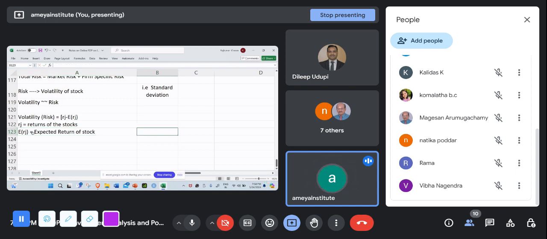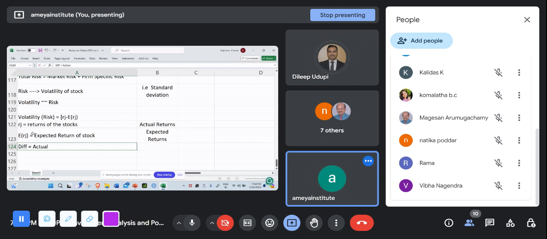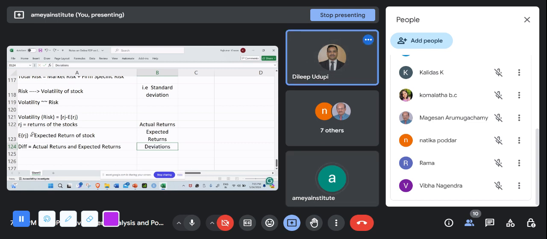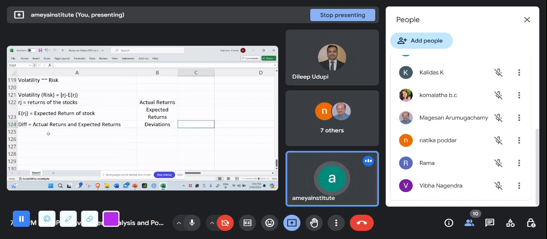So what we are trying to do is understand the difference between the two. Return of the stock is called actual returns, and ER of the stock is called expected returns. We want the difference between the actual return and the expected return. This is called deviation. Deviation is nothing but the difference between your actual return and expected return, right?